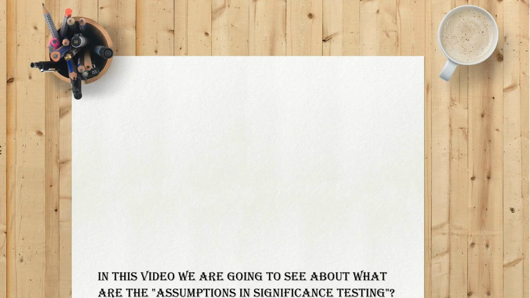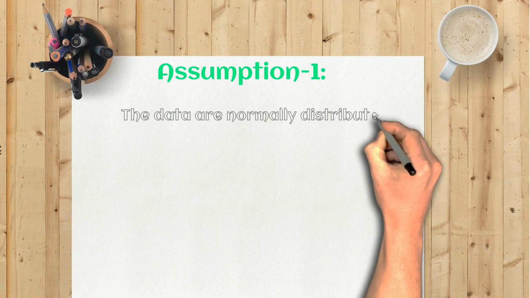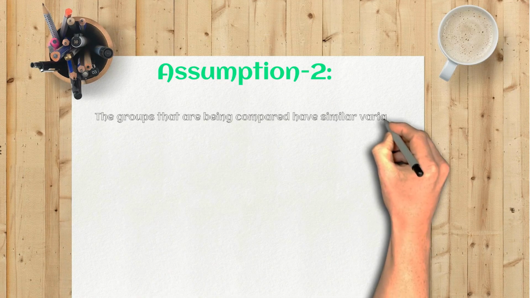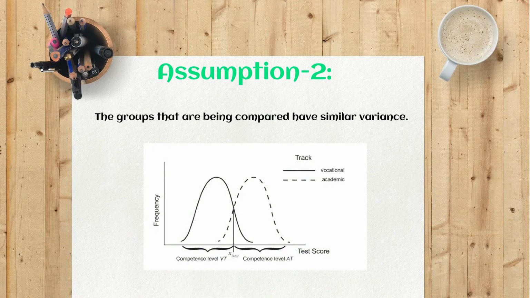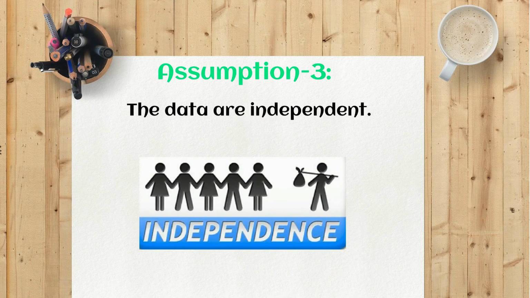In this video, we are going to see about what are the assumptions in significance testing. Statistical tests commonly assume that. Assumption 1. The data are normally distributed. Assumption 2. The groups that are being compared have similar variance. Assumption 3. The data are independent.